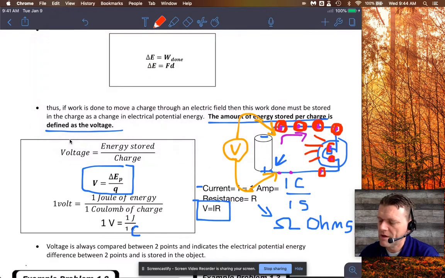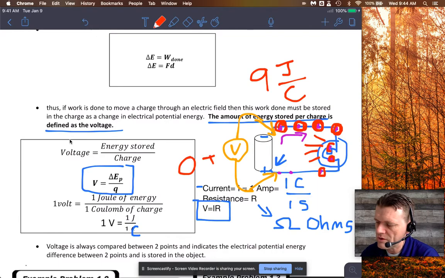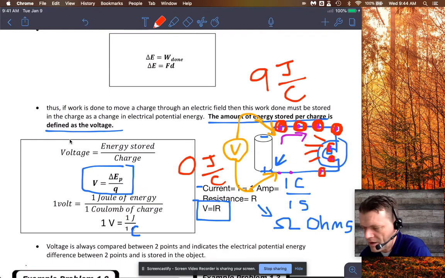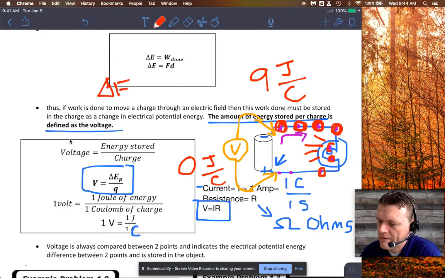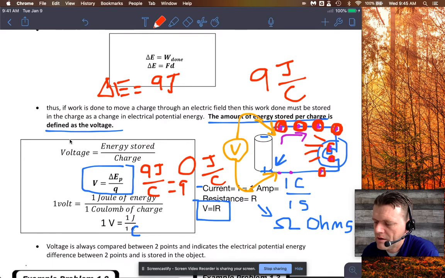Just for the sake of an example, we could say that each coulomb of charge has 9 joules of energy. So there's 9 joules per coulomb at the negative terminal. By the time we get all the way to the positive terminal, it has 0 joules per coulomb. All of that energy is gone. It's been dissipated as heat, or the majority of it has been used up by the light bulb. So the change in energy will be 9 joules per coulomb, and 9 joules per coulomb is 9 volts.